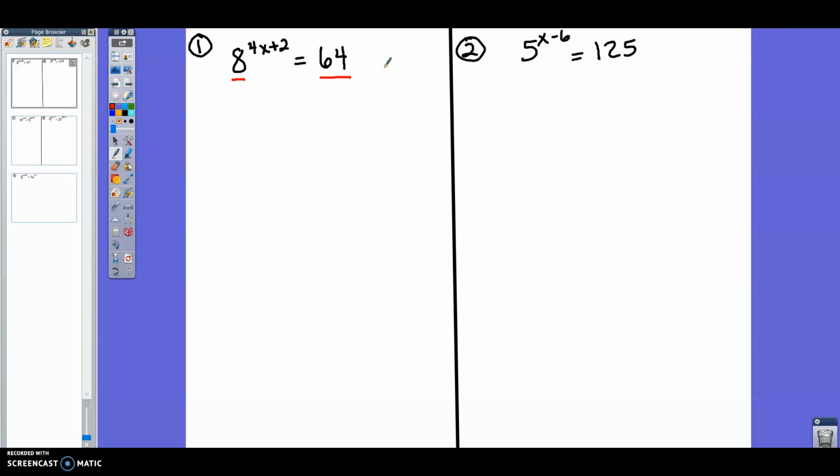So for example, the 64, well, we want to try to write it with a base of 8. So we're trying to see 8 raised to what power gives us 64. Well, that would be 8 squared. So what we can do is we can take the 64 and we can rewrite that as 8 squared, and we'll leave the other side alone.